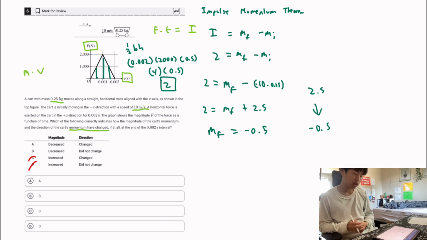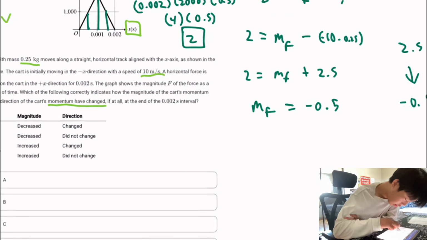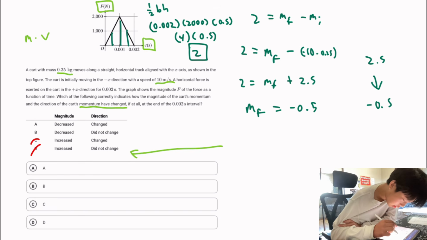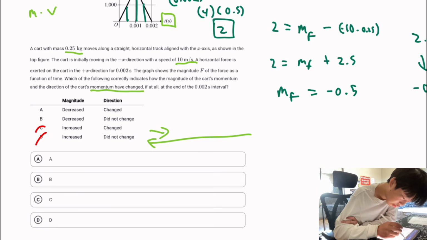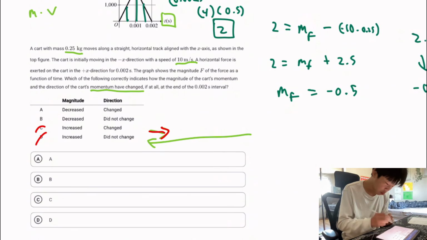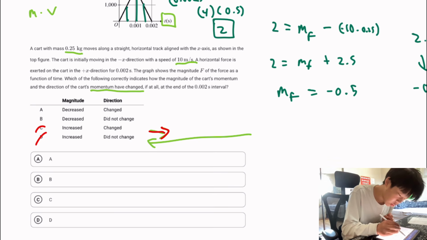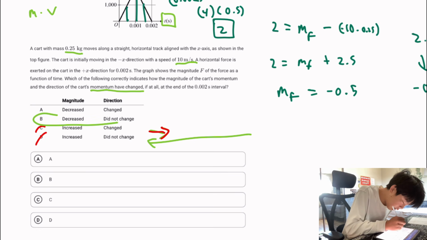Did the direction change? What we can do here is realize that if it's moving at 10 meters per second this way, and then you have a tiny force off this way, it's not going to completely reverse and change directions. Sorry if I'm not explaining this mathematically, but I hope you understand. If you have a tiny force that lasts 0.002 seconds, it's not going to go all the way. It's not going to change directions. It's just going to make it a little bit smaller. So that's my reasoning, so I know it's B. It did not change the direction.